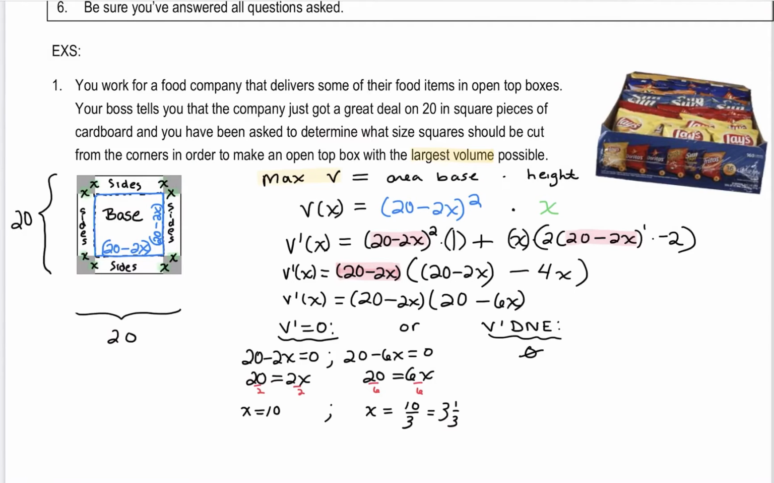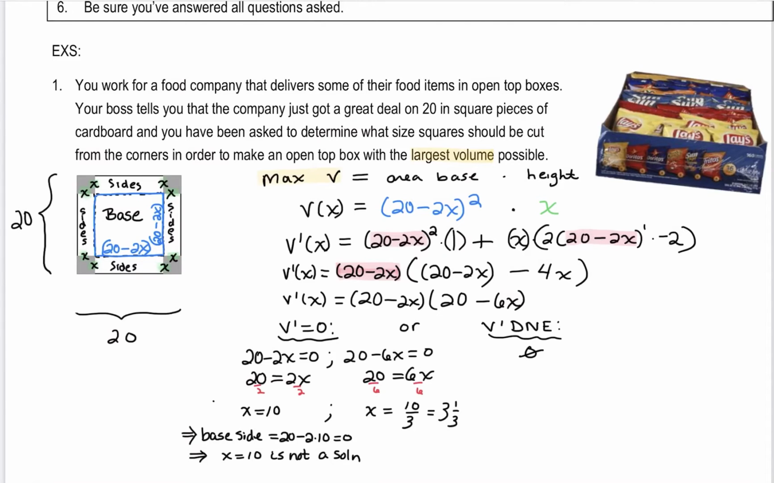Another way maybe to write this out would be if x is equal to 10, this would mean that your base side would have a length of 0, because it would be 20 minus 2 times 10, which is equal to 0. And so that, of course, wouldn't make any sense. So we would end up with a base side equal to 0. And so this means x equals 10 is not going to be the solution that we want to consider here.